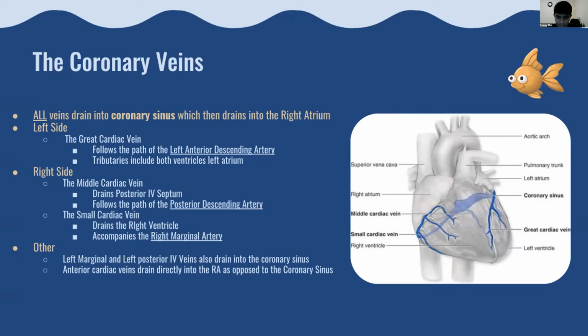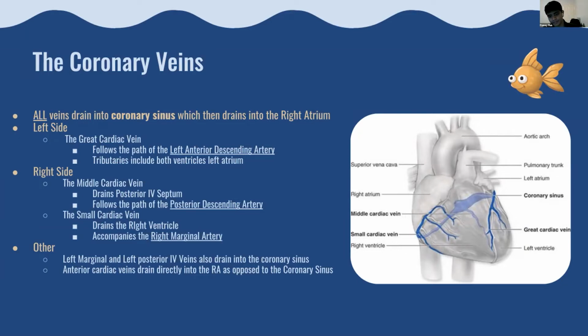Both ventricles and the left atrium will drain into the great cardiac vein, which will then drain into the coronary sinus. One thing that's really important to know about the veins is the arteries that they follow, because that's commonly asked in exam questions. It's really important to know that the great cardiac vein goes with the LAD artery, or the anterior interventricular artery. On the right side, the drainage comes from the middle cardiac vein and the small cardiac vein.